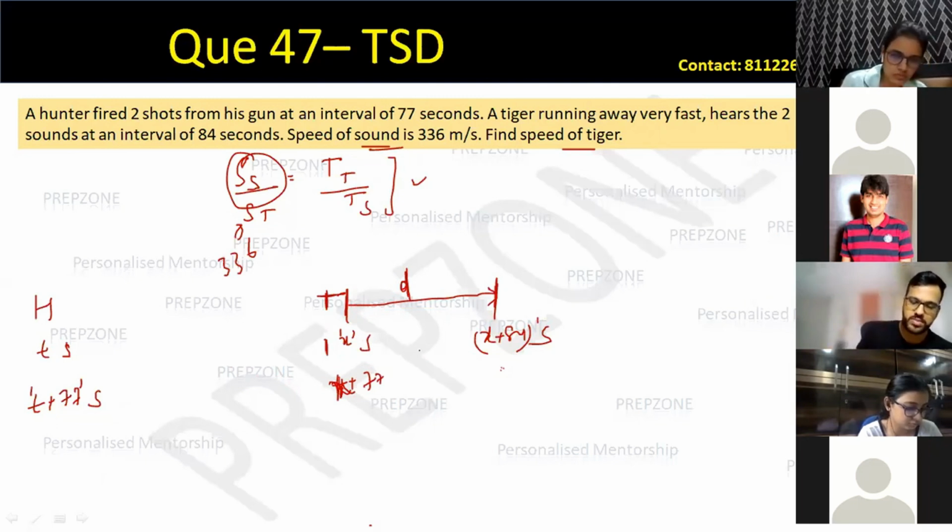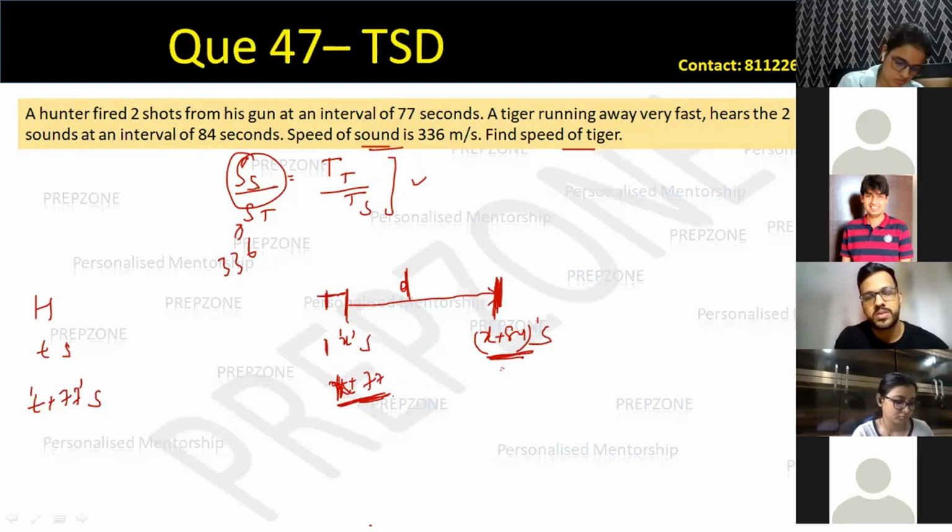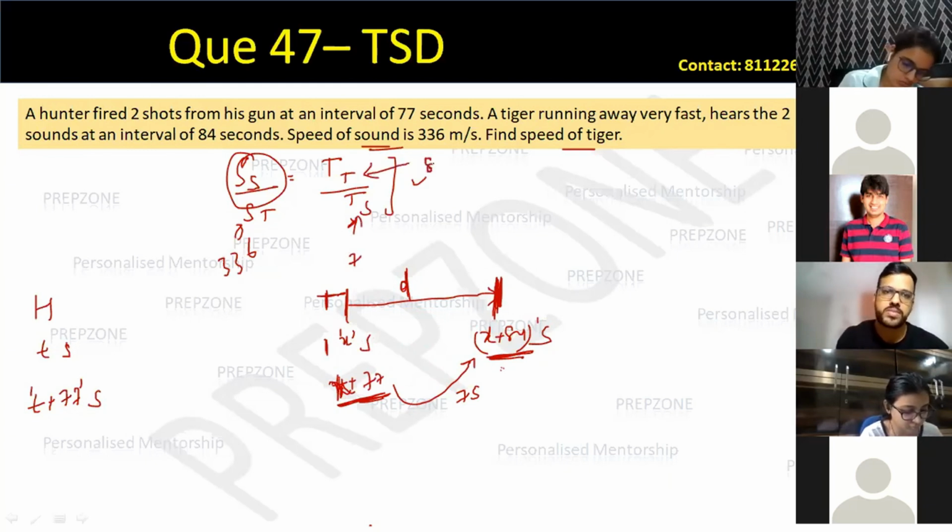But because he is moving, he hears the second shot here. This means sound is basically traveling this entire distance from x plus 77 to x plus 84, which means the difference is 7 seconds. So sound takes 7 seconds to travel a distance of d, and the tiger takes 84 seconds to travel the same distance. You have an equation, you know all the variables, you just solve for the speed of tiger. It comes out to be 28 meters per second.